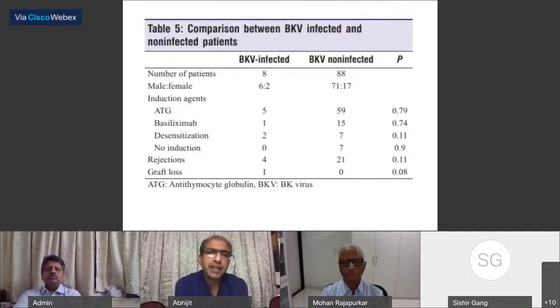Comparison between BKV infected and non-infected patients. Most of the patients remained non-infected. Amongst the BKV infected patients, graft loss was noted in 1 patient, whereas in the non-infected patients, nobody lost a graft. But one can see that rejections were more in the BKV non-infected patients.